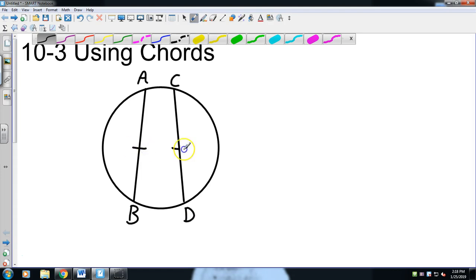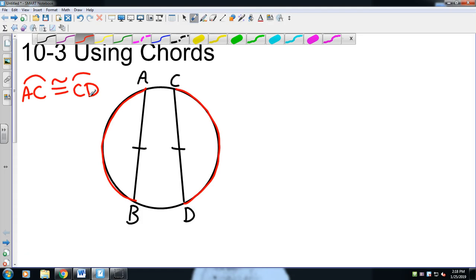And let's say those two chords were corresponding, so they were congruent. So if AD is congruent to BC, then that means that arc AC is also congruent to arc CD. Okay, so the very first one, corresponding chords. If the chords are congruent, then also their intercepting arcs are congruent.